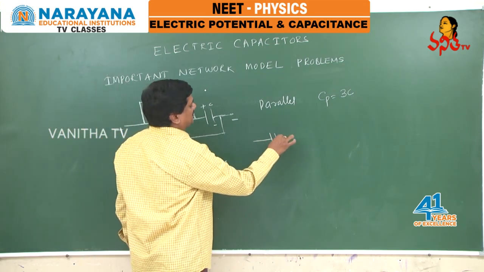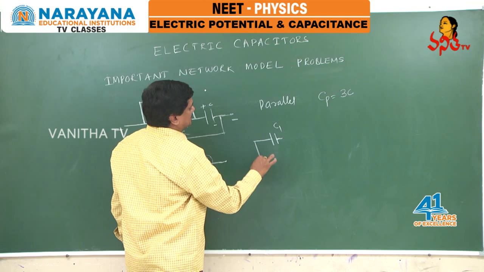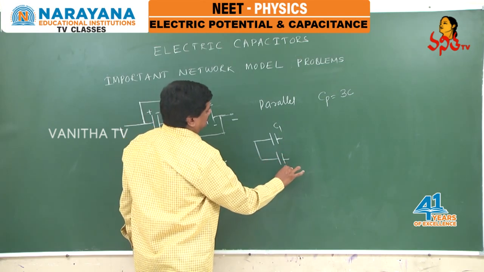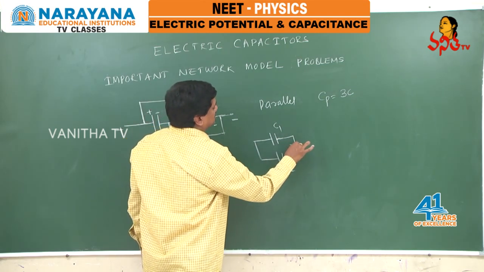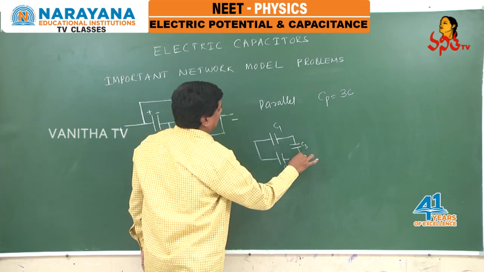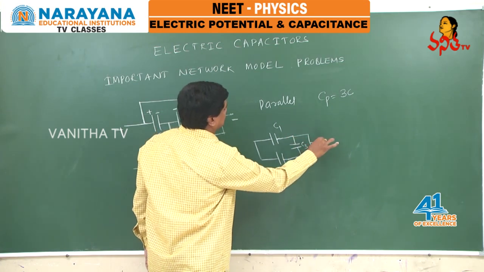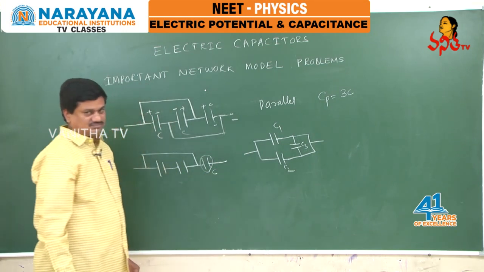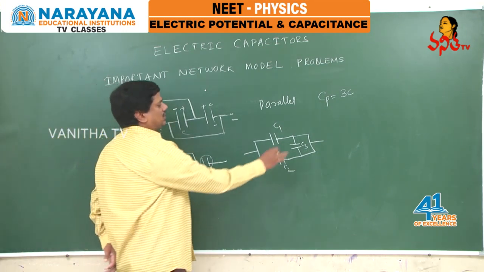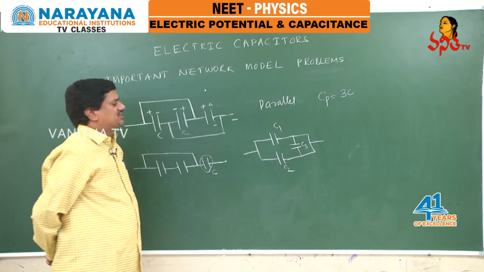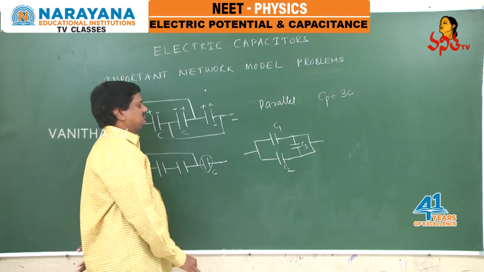Say this is a capacitance C1, this is another capacitance C2. Now one more capacitor is joined like this, say C3. And the combination is connected like this. There is one more example like that. Now here, series combination or parallel combination? We cannot decide like that here.